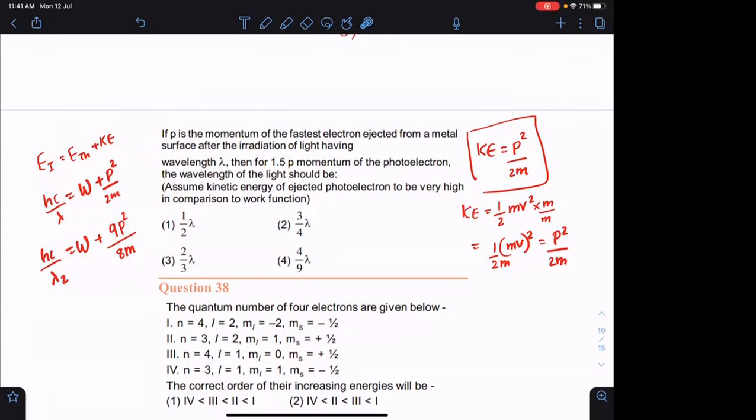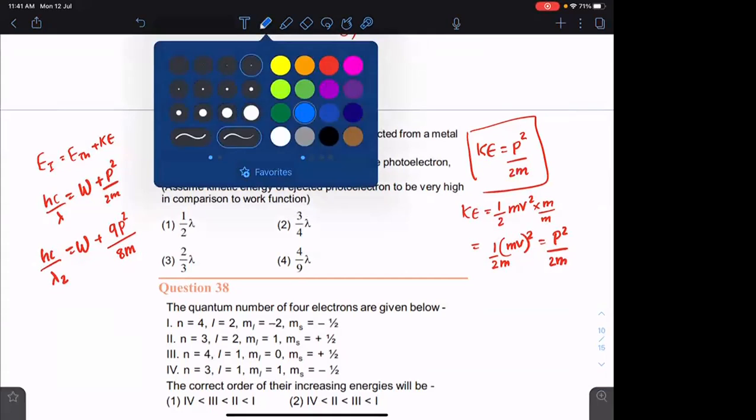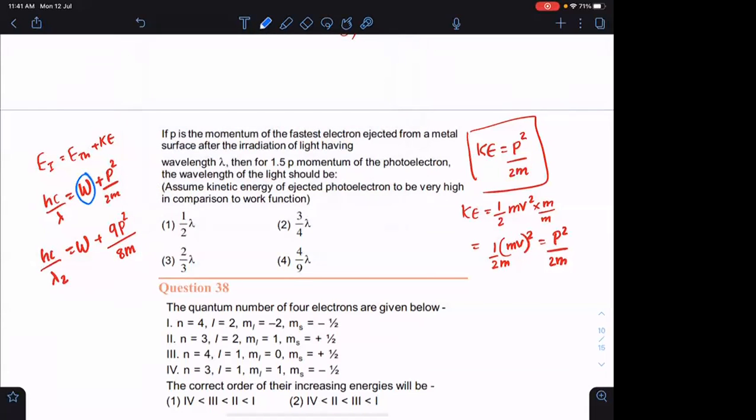Answer: सर, इंसिडेंट एनर्जी को काइनेटिक एनर्जी के इक्वल असूम कर सकते हैं. वेरी गुड. और ये जो W है, it is very very less when compared to the kinetic energy. So W plus P square upon 2m will almost be equal to P square upon 2m only. यहाँ पे भी W plus 9p² upon 8m will almost be equal to 9p² upon 8m only. समझा?